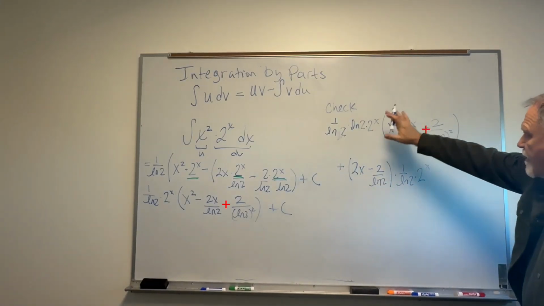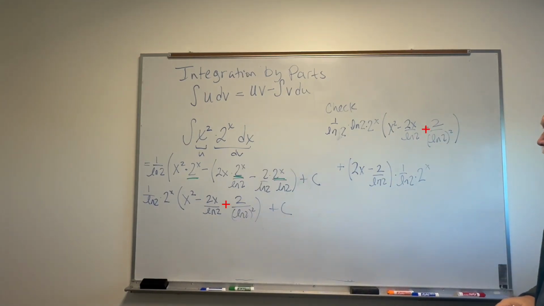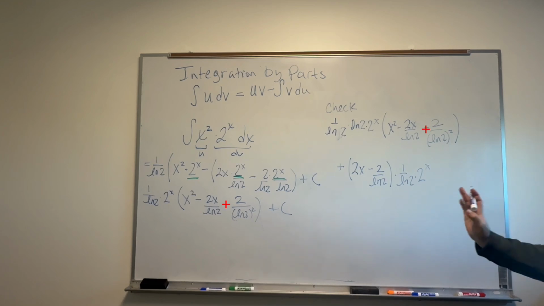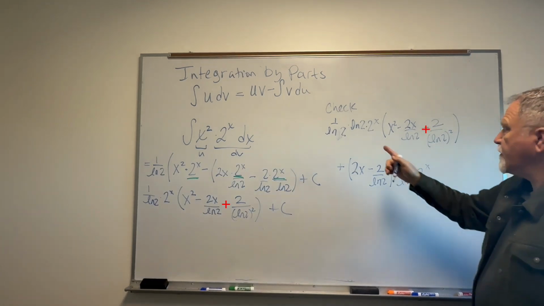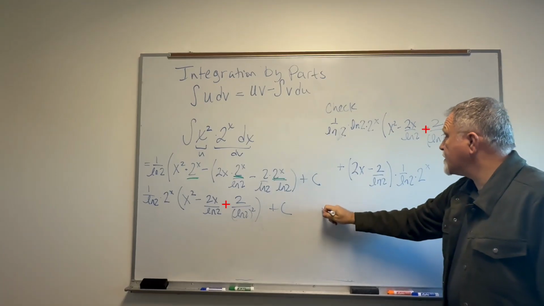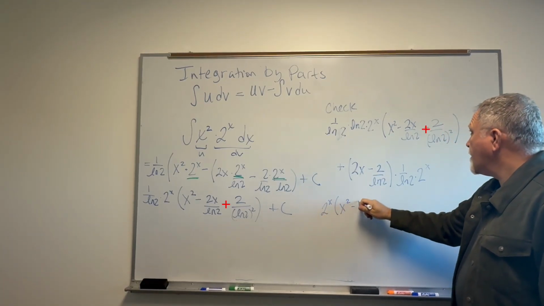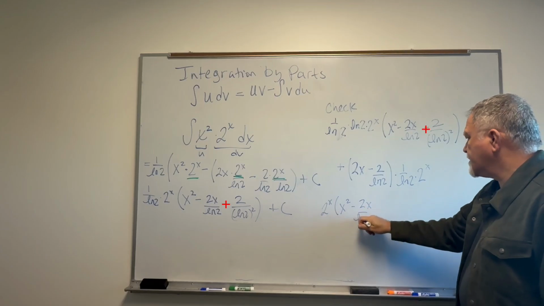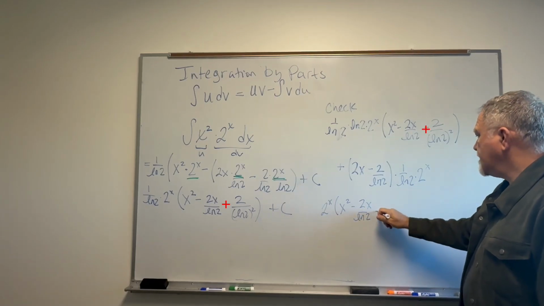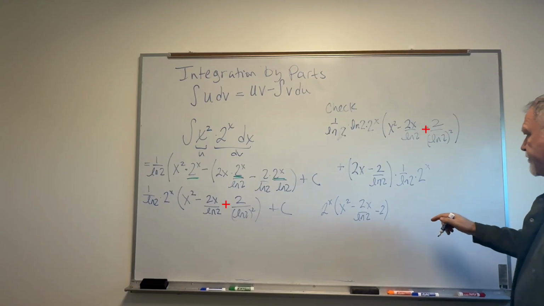Okay, so I've got all this and all this down here. Let's see what we can do. Well, I notice some things here, but we'll deal with that in a moment. First of all, these natural log of 2's are going to cancel out. So this is just 2 to the x times x squared minus 2x over the natural log of 2 minus 2. Here I've got a 2 to the x as well.